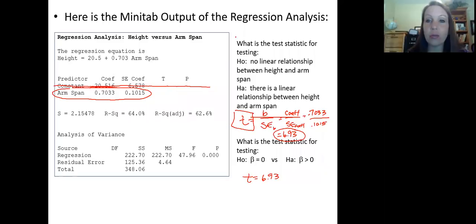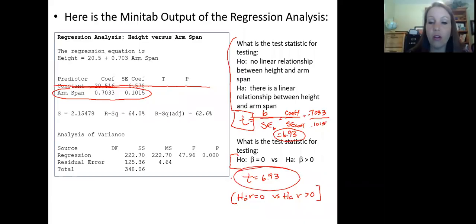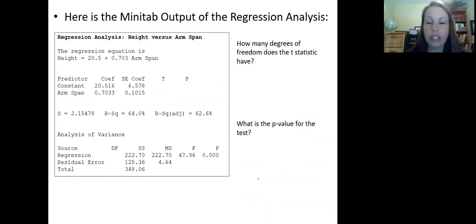We did say this is a 3-for-1 special, so this is one way of writing the hypotheses. This is the second way of writing the hypotheses, and the third way involves R: null hypothesis R equals 0 versus the alternative that R is greater than 0. Since we used greater than there, I'll use greater than here. So there are three ways of writing the hypotheses. They're all answered by using the same test statistic and also the same p-value. We just calculated that test statistic.